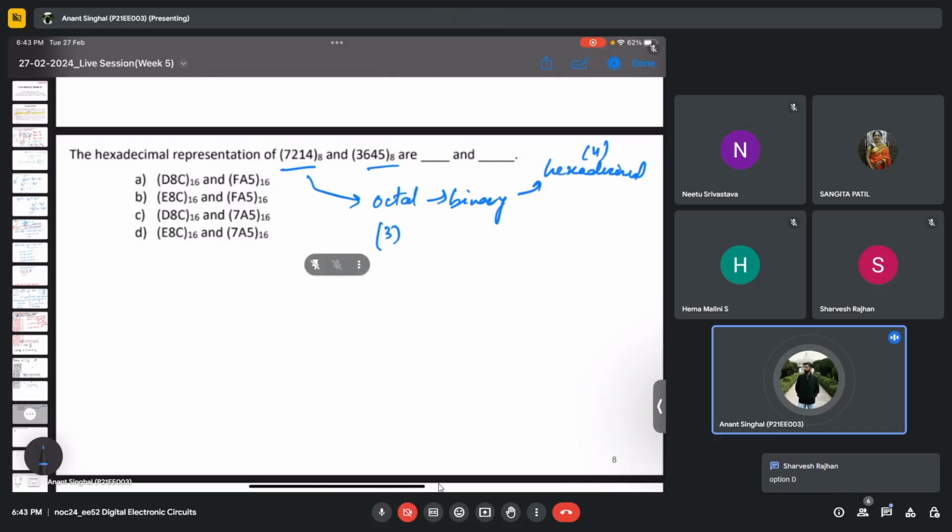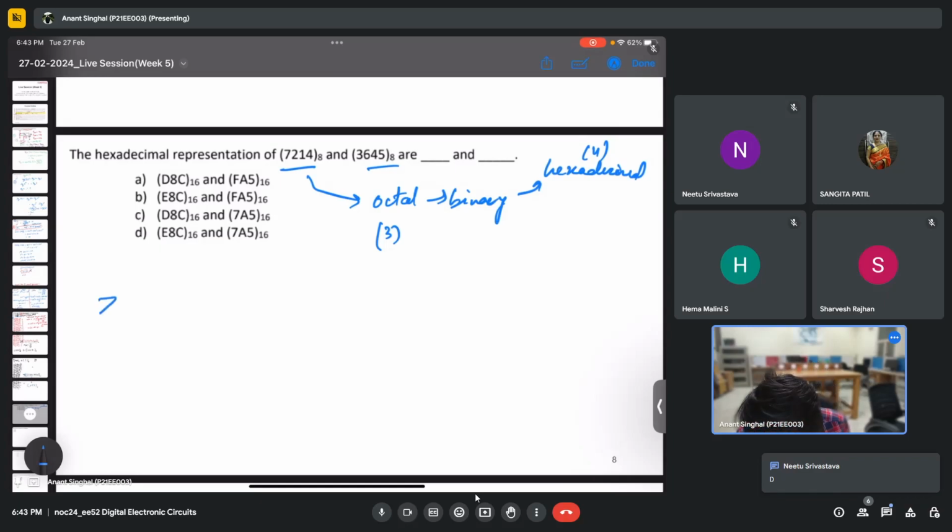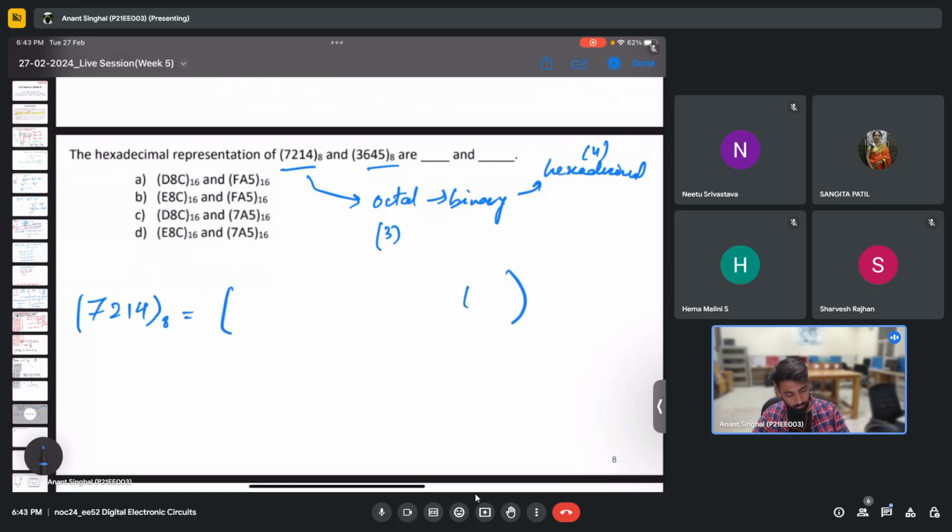Okay, so I've got one answer, which is option D. Let's check it quickly because now we know the efficient method. So the first is 7214 to the base 8, and we can write this in binary very easily. So 4 is 100, then we have 1 which is 001, then we have 2 which is 010, and 7 is 111.